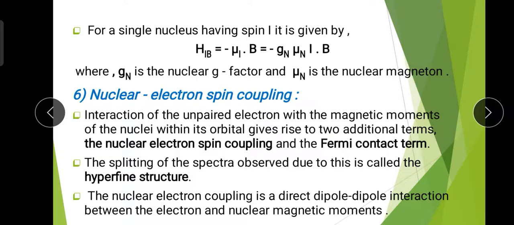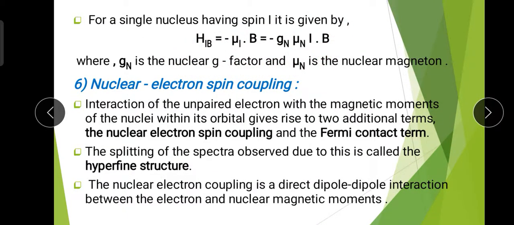So this is the interaction energy due to the nuclear spin or nuclear magnetic moment with the external magnetic field, and this also contributes to our total Hamiltonian. Now the next type of energy, the sixth one, is the nuclear electron spin coupling. That means there is a coupling between the nuclear spin and the electron spin, and due to this coupling we get energy, and this energy also contributes to the total Hamiltonian of the ESR spectra.